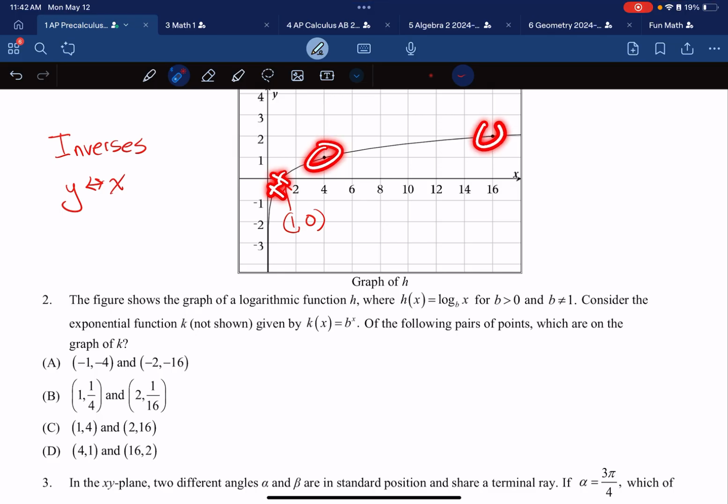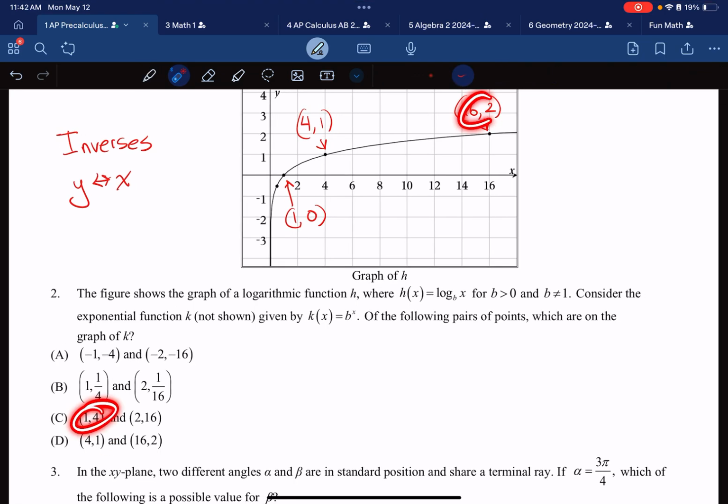They must be talking about these 2 points then. So let's go ahead and identify these. On the graph of h, I'm going 4 to the right and 1 up. And on the graph of h, this is going 16 to the right and 2 up. So we just flip those, and this should be (1, 4). Oh, well, (1, 4). And this one should be (2, 16). (2, 16). The correct answer, therefore, is C.